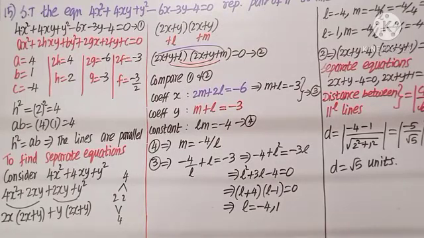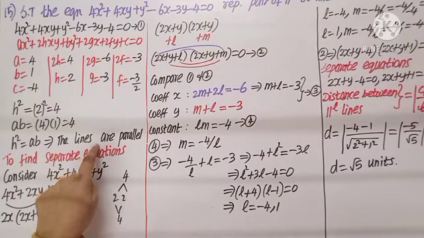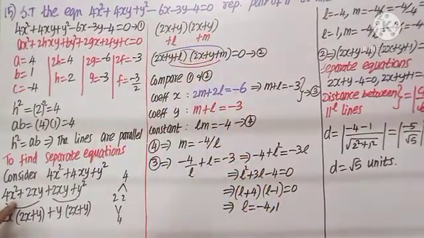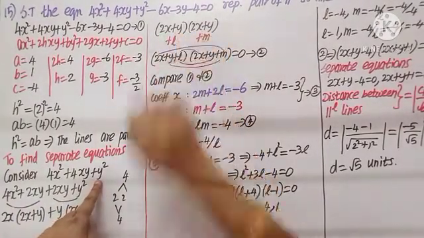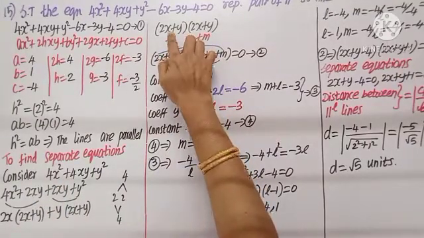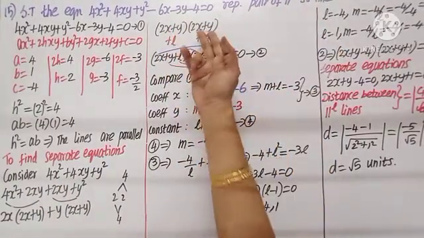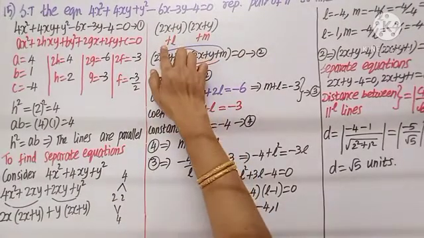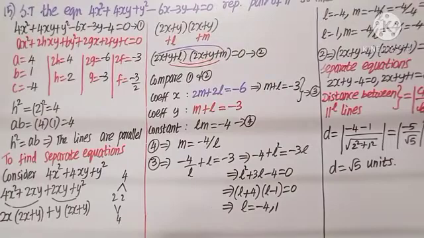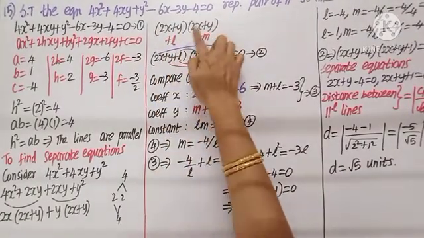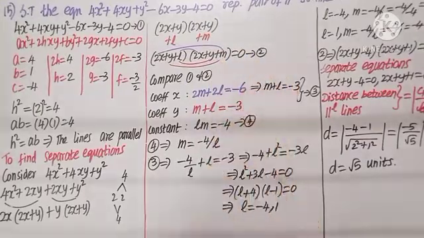The other way: whenever I know they are parallel lines, just take the square root. 4x square, root is 2x. Y square, root is y. The plus symbol in between tells me I will put plus. Parallel tells me the same factor again. Introduce L in the first factor and M in the second factor. So we get 2x plus y plus L into 2x plus y plus M equals 0.